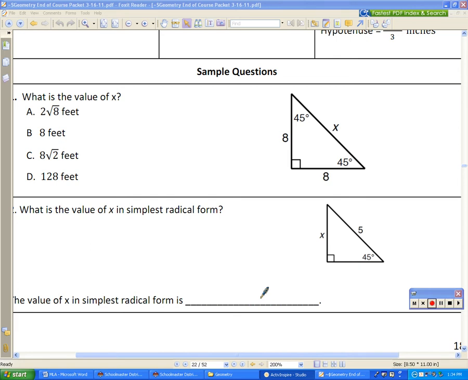That's simplest radical form. What they're saying there is we do not want a decimal. So do not go 5 divided by the square root of 2 and write down a decimal number.